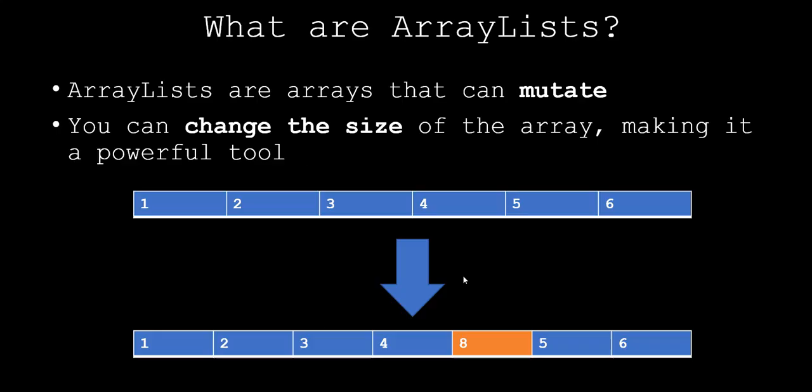So ArrayLists are arrays that can mutate. So in Java, when you create an array, you have a set value. So you say that the size of the array is going to be 5 and it's going to stay 5 the whole time. But in ArrayList, the cool thing about it is that you can change the size of the array, which is super powerful. So you can see here if I have numbers 1 through 6, then I can just add 8 here. But you can't do that in a normal array.